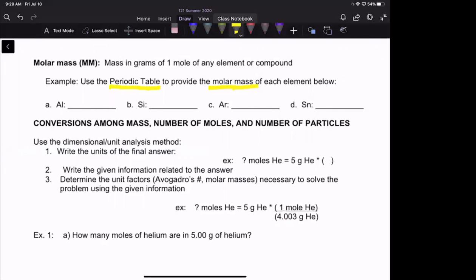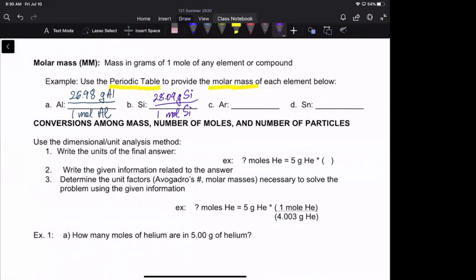So aluminum, we find aluminum, it's number 13, and the number underneath it is 26.98. We can take that number and give it the units grams per mole. 26.98 grams of aluminum in 1 mole of aluminum. That's easy to measure. We can measure that. Let's look at silicon. It's right next to aluminum. That is 28.09 grams of silicon in 1 mole of silicon.